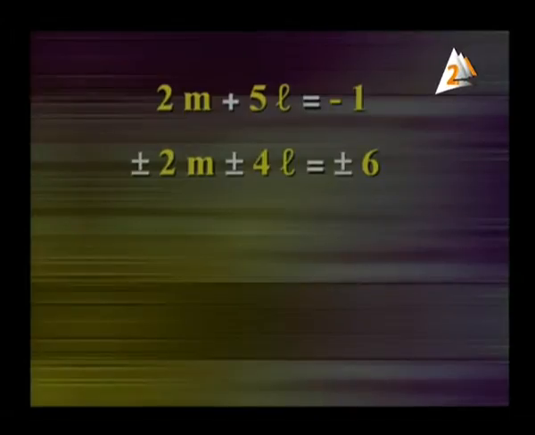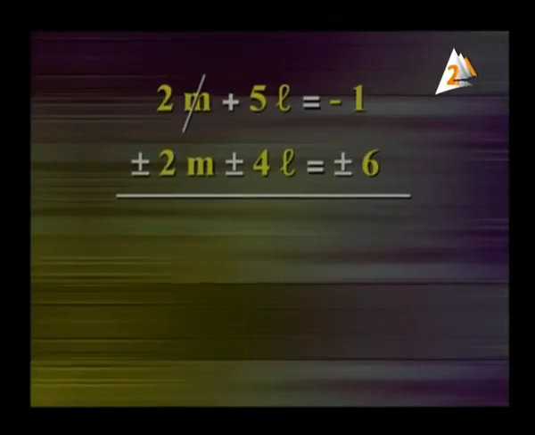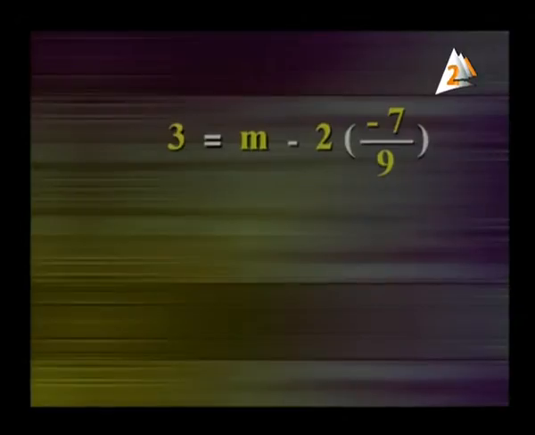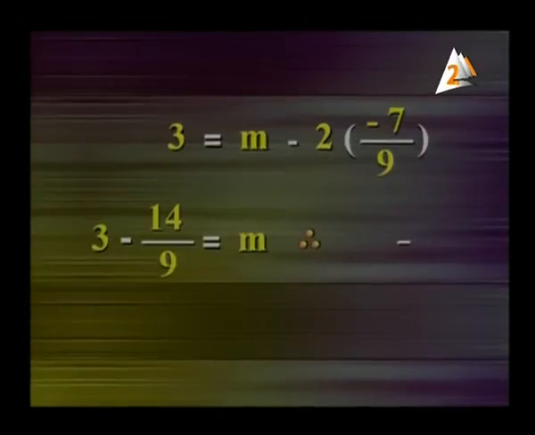From 1 and 2, we get that 2M plus 5L equals minus 1 and 2M plus 4L equals 6, which gives 9L equals minus 7. And we get that L equals minus 7 over 9. From equation 1, we say that 3 equals M minus 2 times minus 7 over 9, or 3 minus 14 over 9 equals M. So we say M equals 13 over 9.